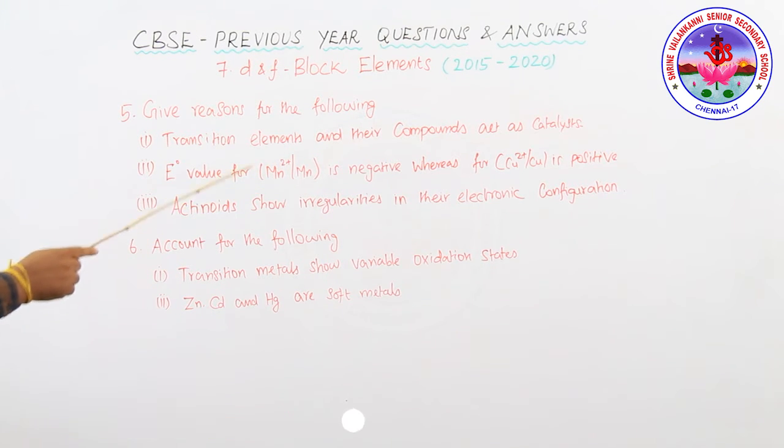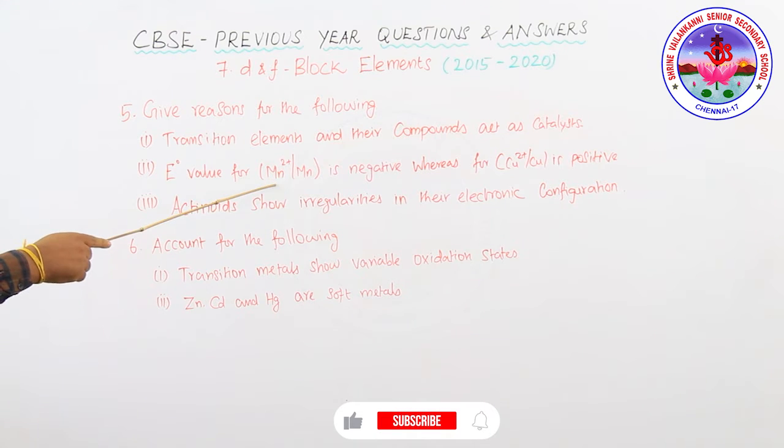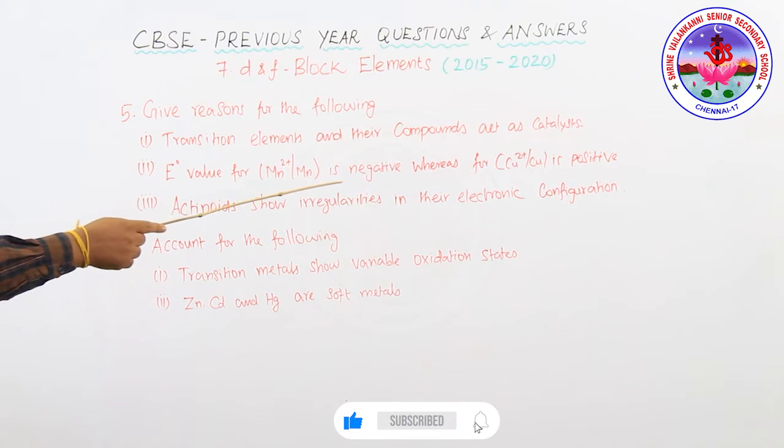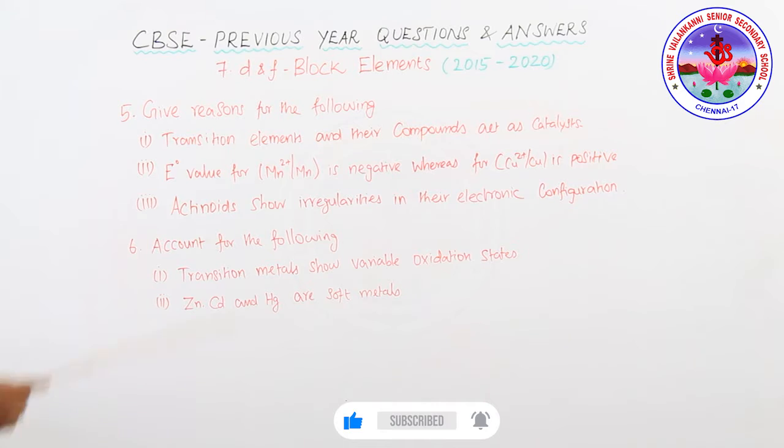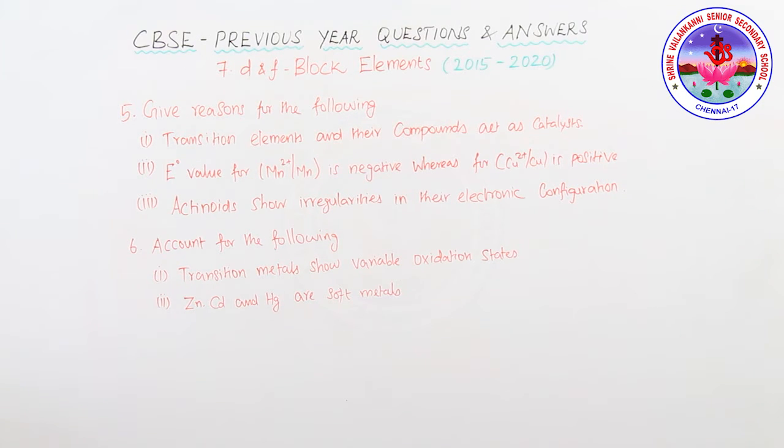So here, the half-filled 3d orbital is why it shows a negative value, and Cu2+ is positive because of the low hydration enthalpy and the high enthalpy of atomization and ionization. So that is why the E0 value of Mn2+ is negative and that of Cu2+ is positive. Then, the actinoids show irregularities in their electronic configuration. Give reason.